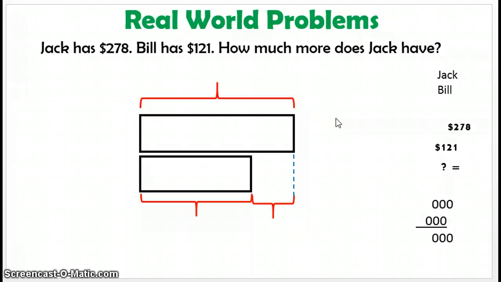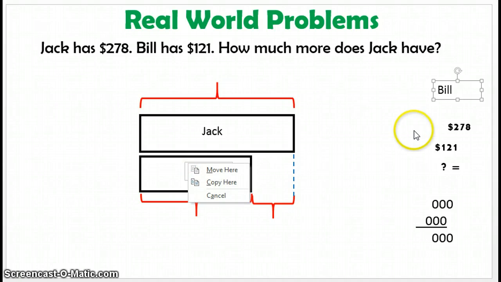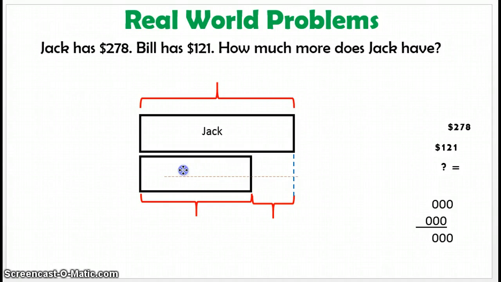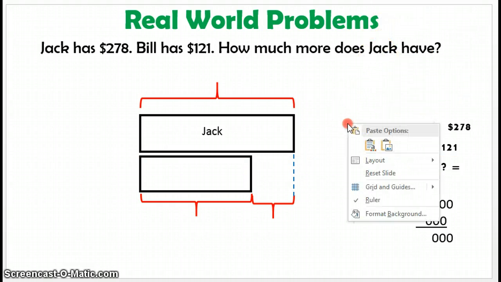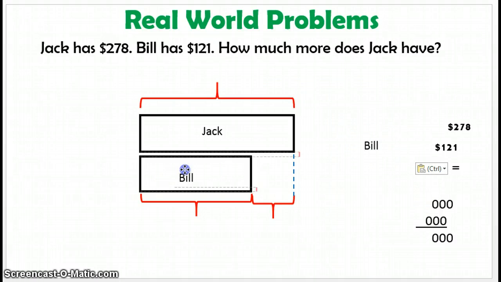Okay? Jack has $278. Bill has $121. Okay, that means Jack is the bigger bar because he has more money, and Bill is the smaller bar, because he has less money. This is Bill. Okay, let me delete this. Okay, so we have now done step number 3, which is label with words. Now we're going to do step number 4, which is label with numbers.